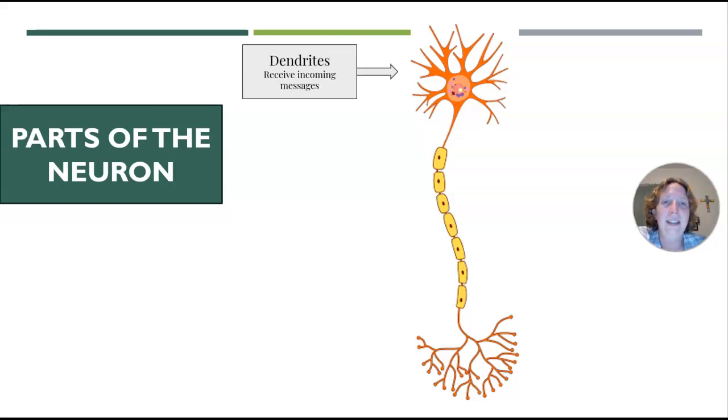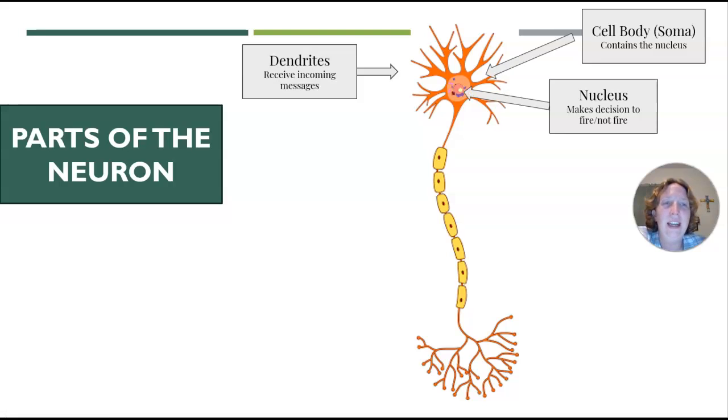The first structure is a dendrite. The dendrites are the little spindly finger things that receive incoming messages in the form of chemicals. I'll talk about those throughout this. Chemicals come into the dendrites, they are received, and then that message goes into the cell body, which contains the nucleus. And this nucleus is going to make the decision of do I send off the message or do I stop it here? We call that firing. Does it fire off that message or not?